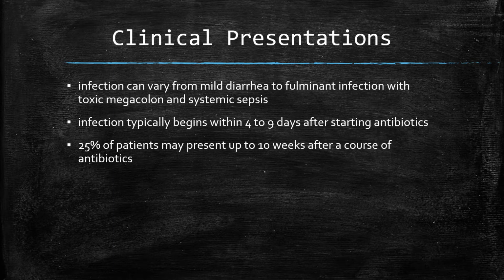The clinical presentation of C. diff infection varies quite a bit. Most patients have a mild watery diarrhea. However, some patients can present with sepsis, toxic megacolon, and perforation. The problem usually starts around 4 to 9 days after antibiotics were prescribed, but about 25% of patients may show up as late as 10 weeks after a course of antibiotics. And these antibiotics can be a prophylactic dose or two. It does not have to be a long-term therapeutic prescription.